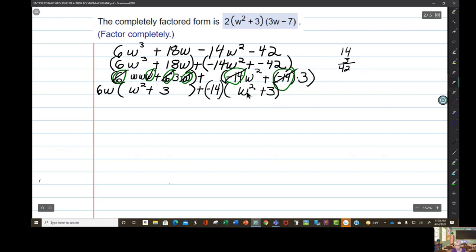Now, in both sets of parentheses, I have W squared plus 3, which means that becomes the GCF of the entire expression. So I write down W squared plus 3, parentheses, 6W minus 14.